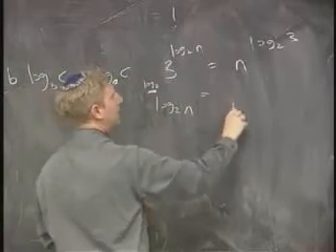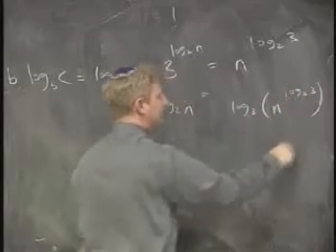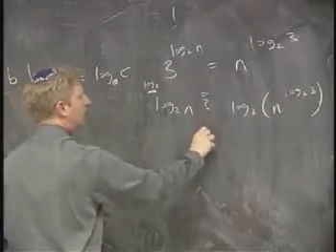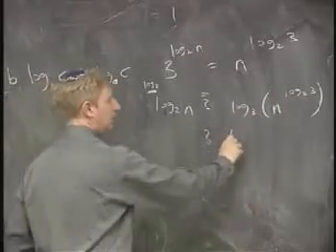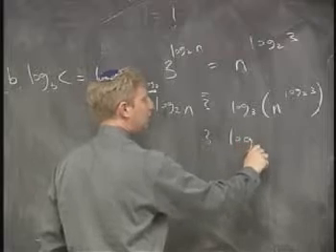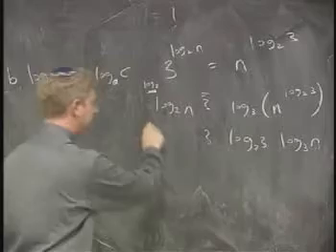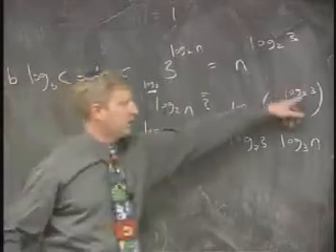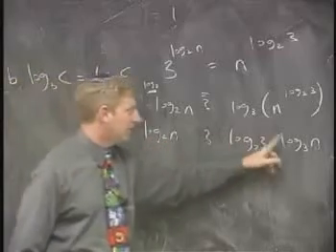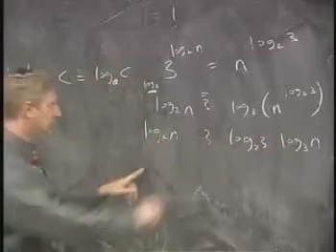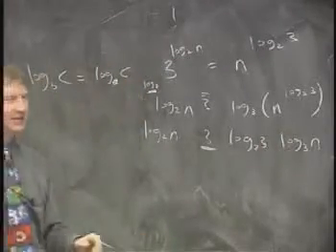The log base 3 here is log base 3 of n to the log base 2 of 3. Question mark, question mark. The log of something raised to a power is the log base 2 of 3 times log base 3 of n. Okay, I just brought the exponent out in front. And the 3's cancel. Log base 2 of 3 times log base 3 of n equals log base 2 of n. Yes, that's true. And the 3's cancel, yes, in a way.